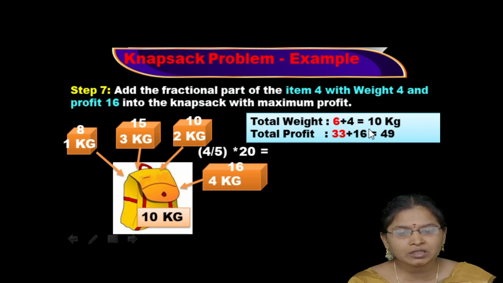So check the weight value. The total weight value is 10 kg. Already the knapsack capacity is also 10 kg. So we cannot add any more items into this knapsack. So finally we get the total profit as 49.